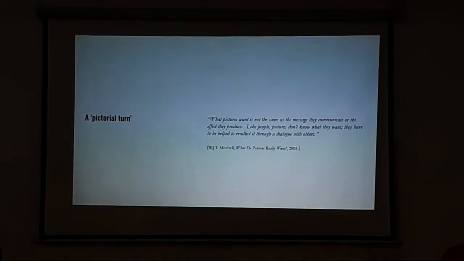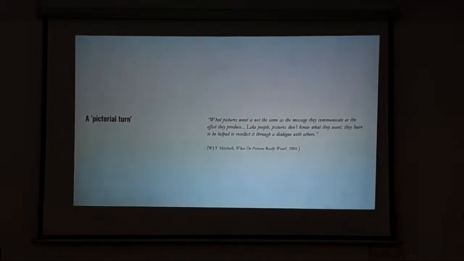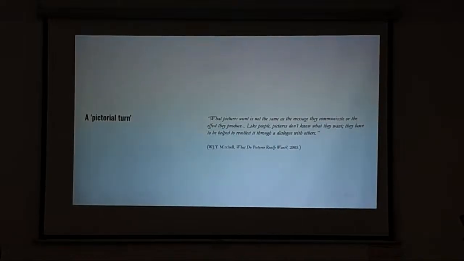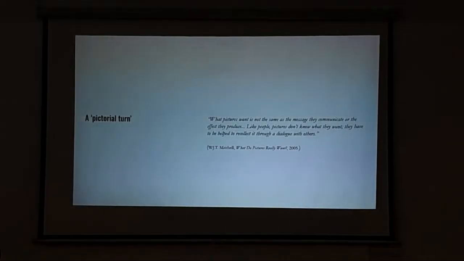W.J.T. Mitchell introduces the term pictorial turn, where he says that the image world we have spoken of is one where relationships between institutions, people, and more are mediated by images rather than text, as happened in the literary turn. The primary extension of his argument is that the image is not something static or an object, but the image itself has agency and demands to be read in particular ways. He says, pictures don't know what they want. They have to be helped to recollect it through a dialogue with others, asking that we ourselves become critical assessors of images rather than receive them passively.